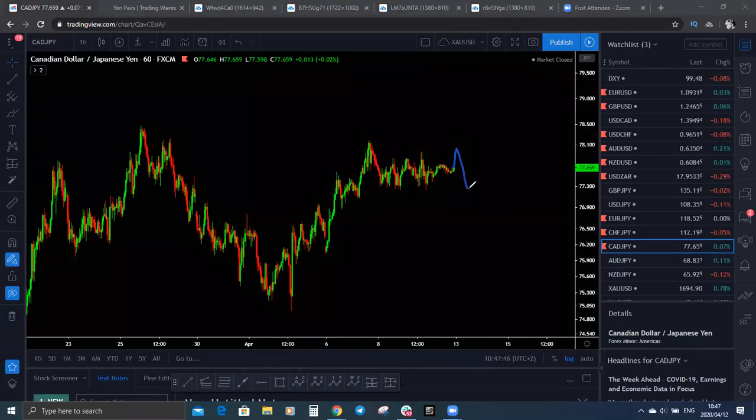Test this top, make a move down here. We already have 1, 2, 3 there, and let's have a look here. Looking at this whole corrective structure on the 1 hour. That's the corrective structure that we're looking at.